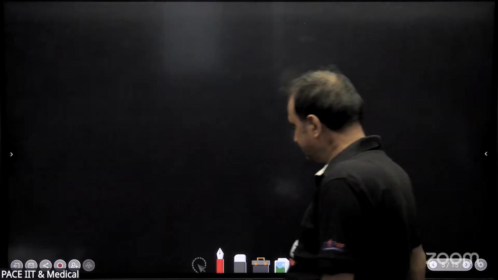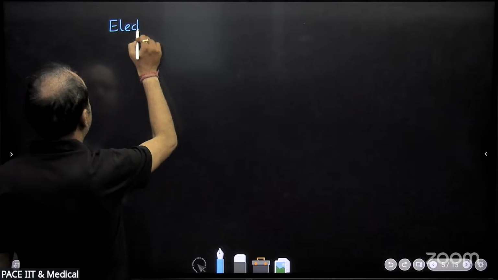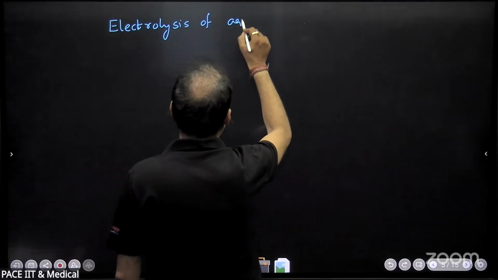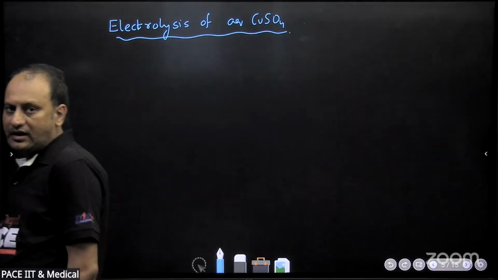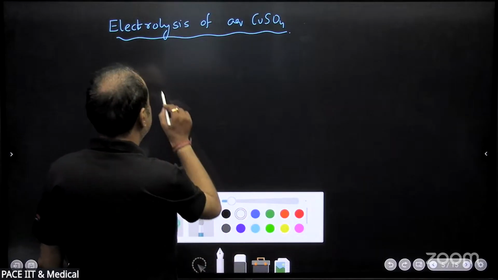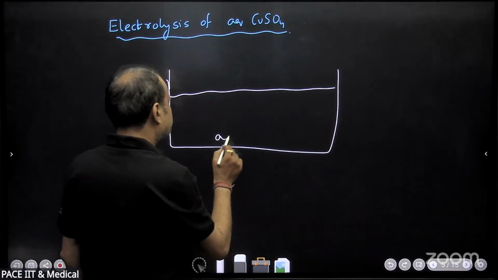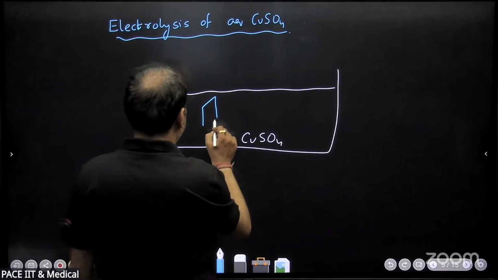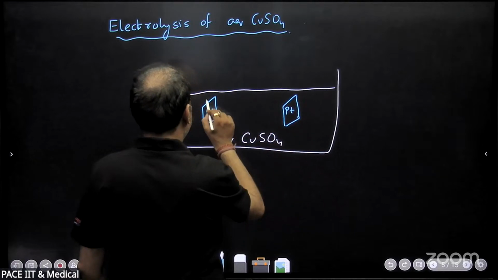Now let's change the salt. And the next example let's take is electrolysis of aqueous copper sulfate. Okay. Now here, again let's make an electrolytic cell. Electrolyte is aqueous copper sulfate. And we put two platinum electrodes and connect the battery.